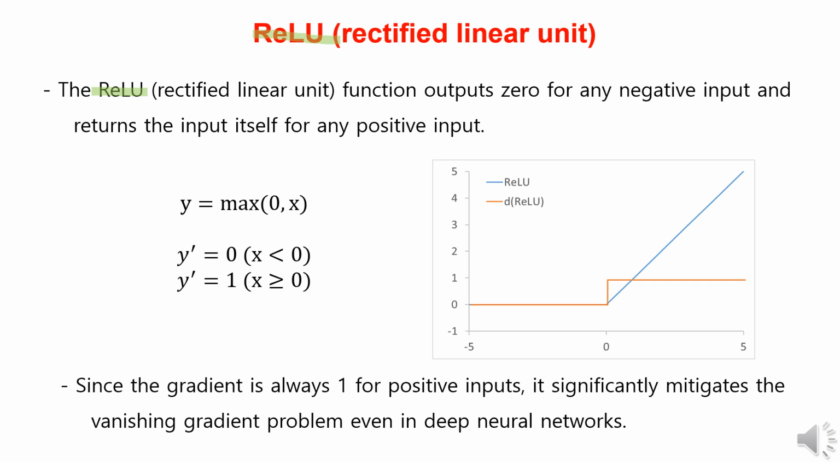To put it simply, any value below 0 is output as 0, while any value above 0 is output as it is. When we take the derivative, the gradient is 0 for negative values and 1 for positive values, which means the gradient is always 1 for positive inputs. This significantly reduces the gradient vanishing problem, even in deep neural networks.